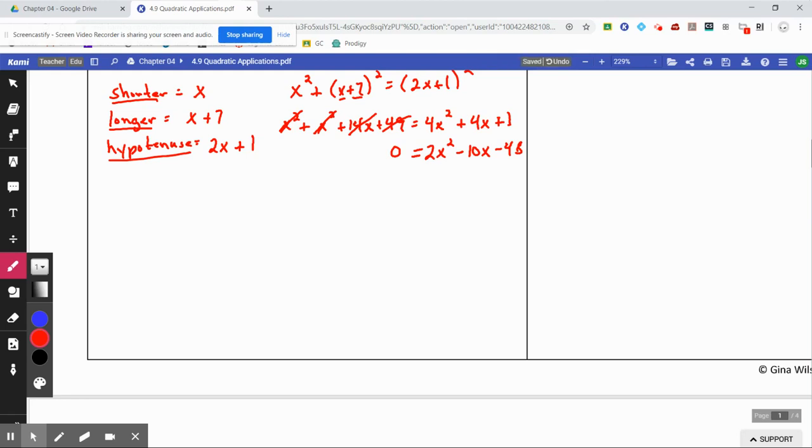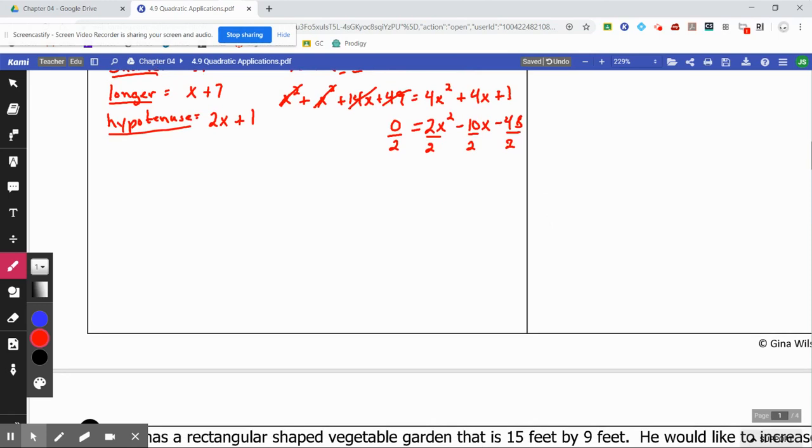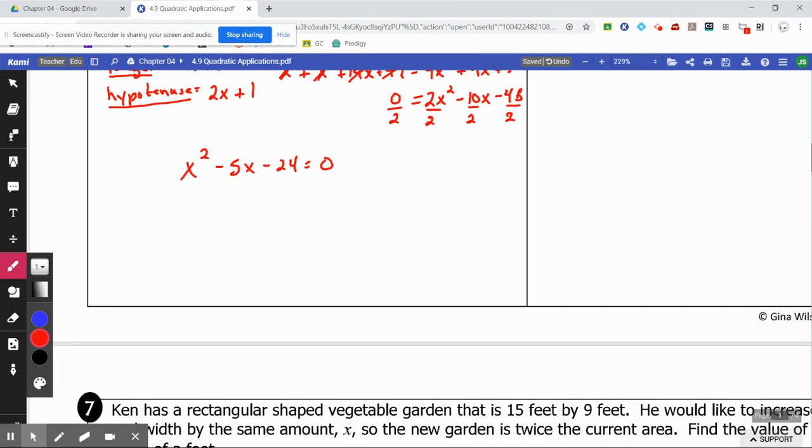Now the first thing I notice about this is every term is divisible by 2. So let's clean this up. Always, if you can, reduce these. So the right side is now x squared minus 5x minus 24, and the left side is now 0. So let's put it on the right side. This is factorable, so 2 sets of parentheses. X times x. Adds, multiplies will be a negative 8 and a positive 3, so therefore x is either 8 or x is negative 3.